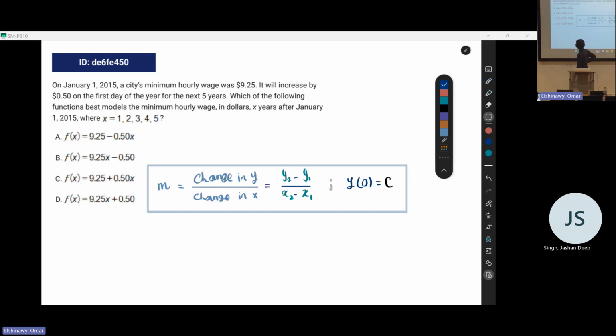But then also at the same time, we focus on the minimum hourly wage, which is $9.25. So in these types of problems, there's always a constant and a rate of change, and you need to link those two. You spot that there's a starting value, an initial value, an initial cost, something that's starting, and that's usually the y-intercept, that's usually your C that you're looking for. So I hope you can see this.